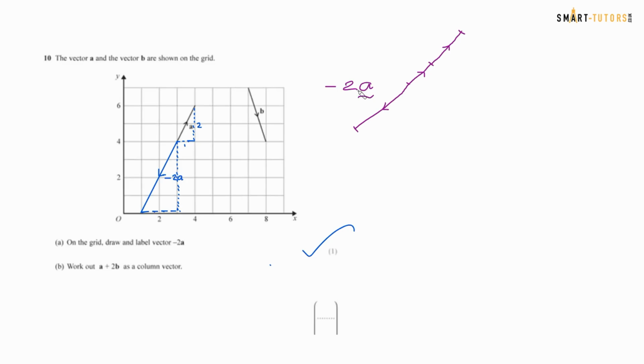The next one: work out the vector a plus 2b as a column vector. So this is a. The answer has to be a column vector. So first of all, we need to find out what is the vector a. So what is the vector a as a column vector? Always remember, a vector can be represented by a column vector. The x has to be on the top and the y has to be at the bottom.